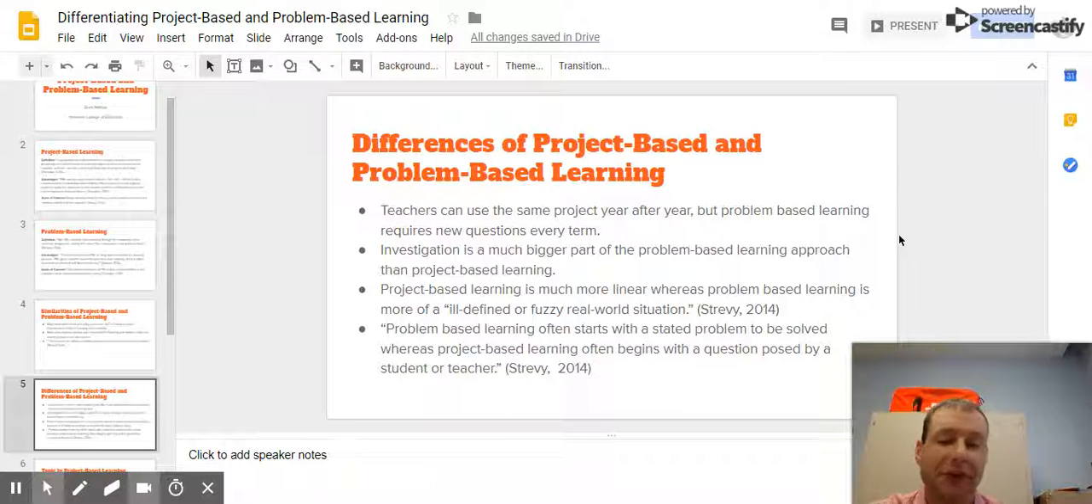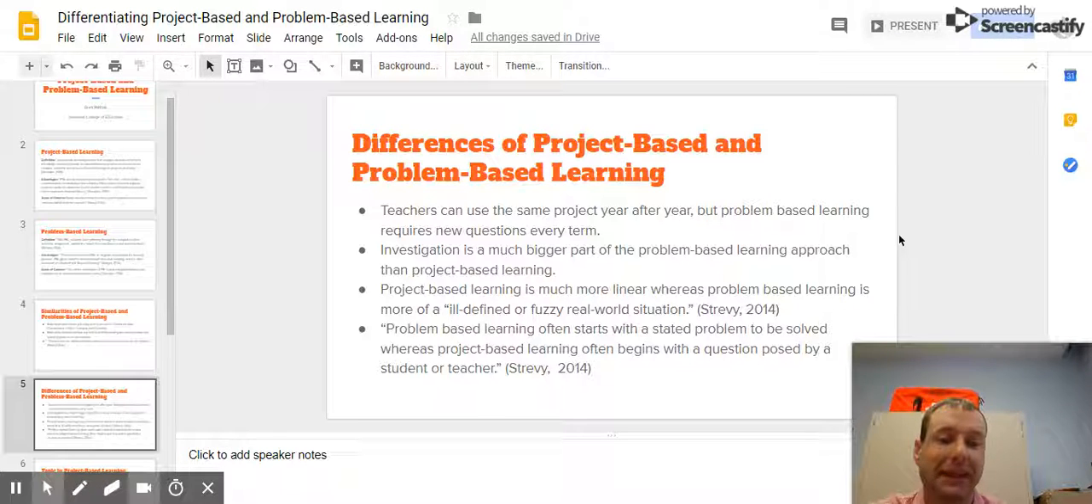Despite all the similarities, there are some differences as well in project and problem-based learning. When it comes to projects, oftentimes teachers, myself included, can use the same project year after year, semester after semester, class after class. But problem-based learning is derived solely from the students' questions and inquiry, so every time it's done, the students are going to go down a different path and a different route.